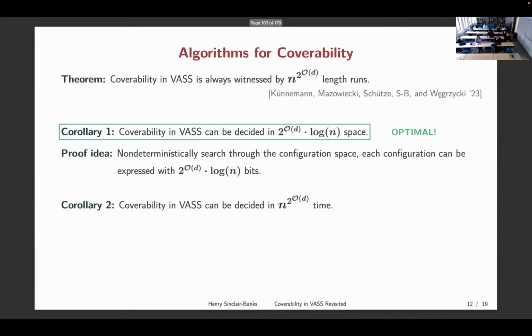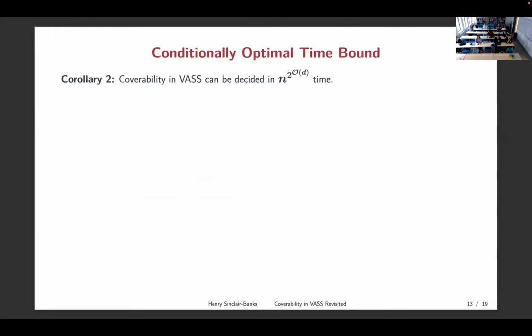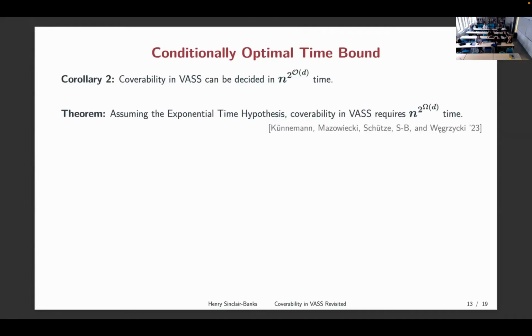Well, where does conditional come from? It comes from the second. Instead of non-deterministically searching the space of configurations, deterministically search the space of configurations. And you can do this via breadth first or depth first search, however you like. And it turns out that this will be conditional. And I will explain why now. We're going to condition on the exponential time hypothesis, and we're going to get a lower bound of the form n to the 2 to the omega d. So it's conditional again up to that constant in the second exponent.